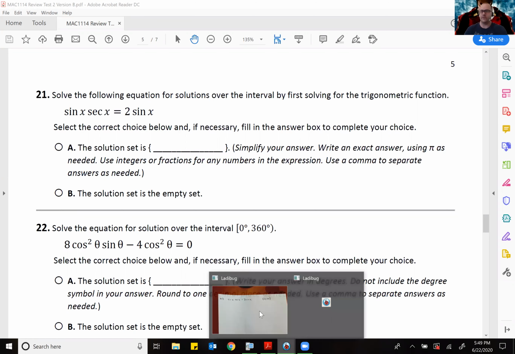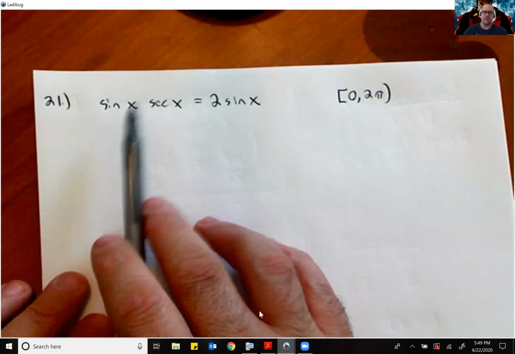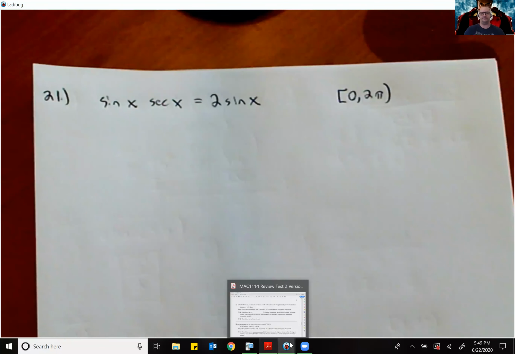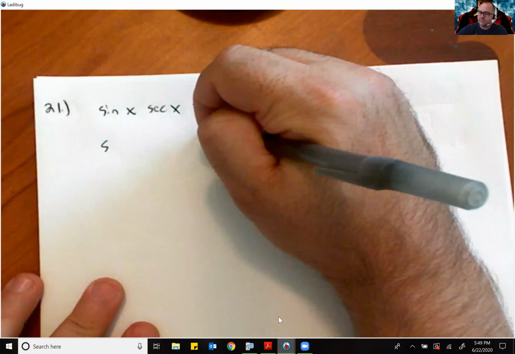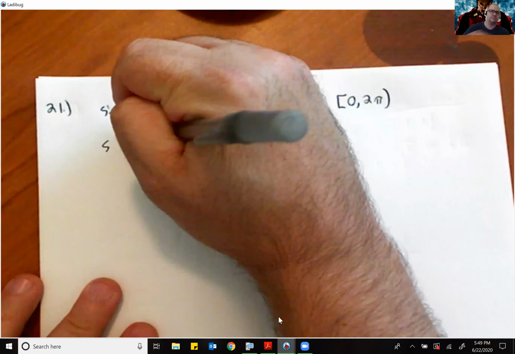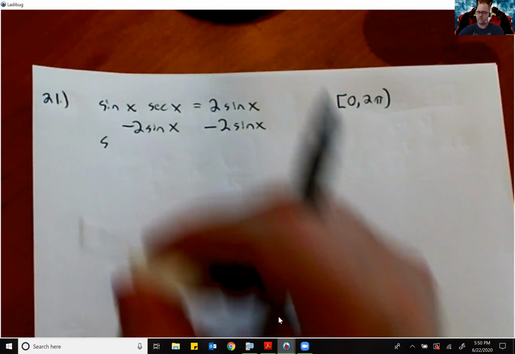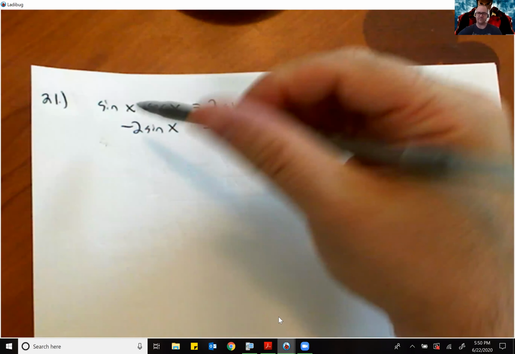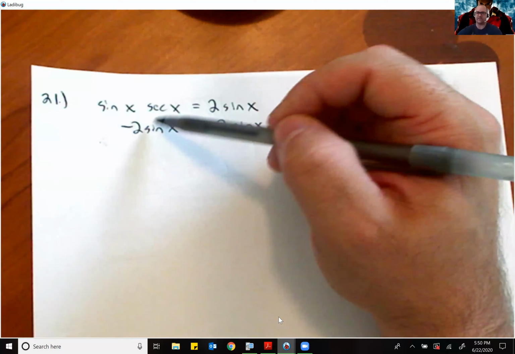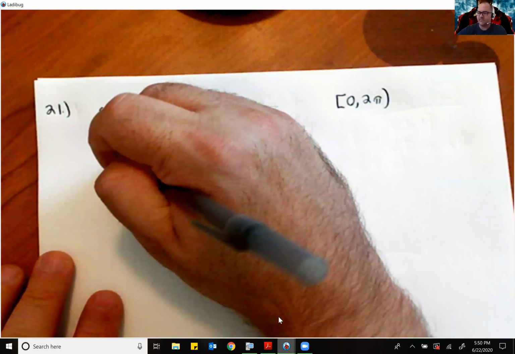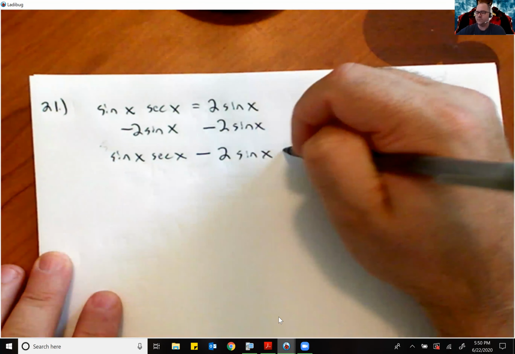First things first with these, you need to get all of your trig functions over on one side. Is that sine squared? Nope. Just sine. So we're going to subtract 2 sine x from both sides. When you subtract that over, just so you know, these two do not combine because they're not the same. This is like xy minus 2x. xy does not combine with just a regular x, okay? So what we have over here is sine x secant x minus 2 sine x equal to 0.